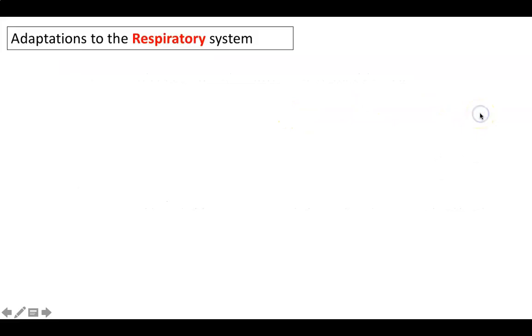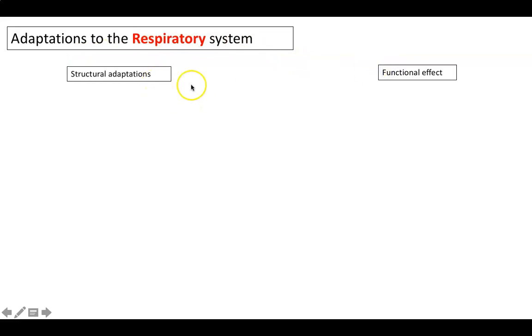We are going to start with adaptations to the respiratory system. So we need to get down structural adaptations that take place and the functional effect of these. The first one we're going to talk about is structural adaptations after a 12-week training program. We are going to get stronger respiratory muscles.